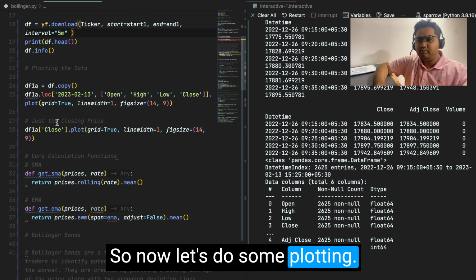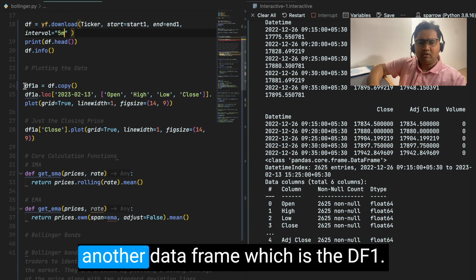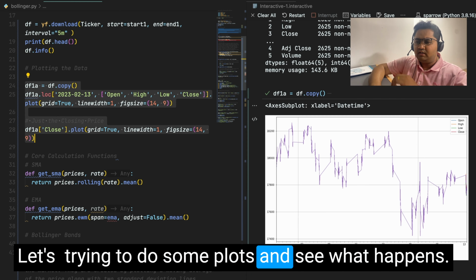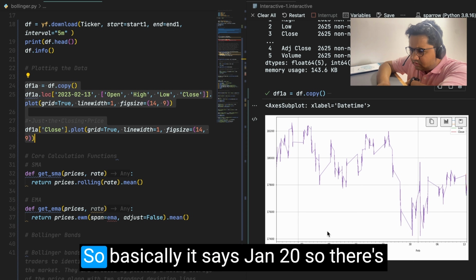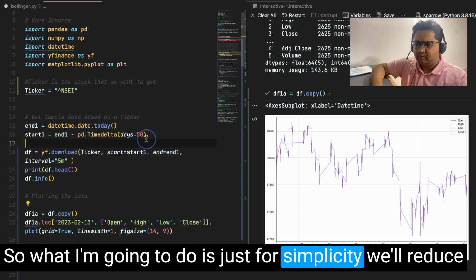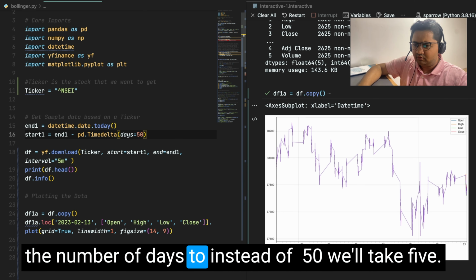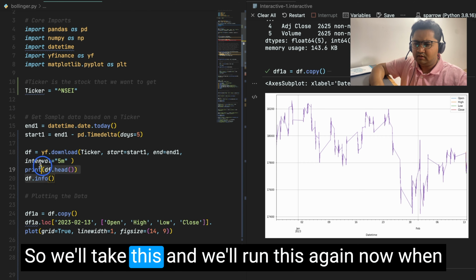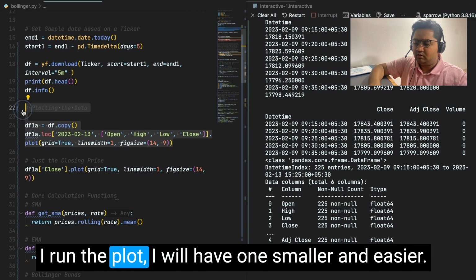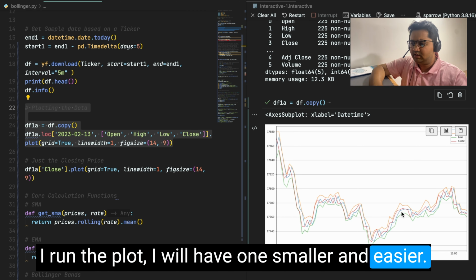So now let's do some plotting. I'm copying the data frame into another data frame, which is df1. Let's try to do some plots and see what happens. So basically it says Jan 20. There's a lot of choppiness in the data. So what I'm going to do, just for simplicity, is reduce the number of days from 50 to 5. So we'll take this and we'll run this again. Now when I run the plot, I will have a smaller and easier plot.